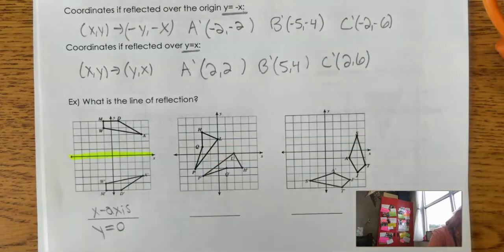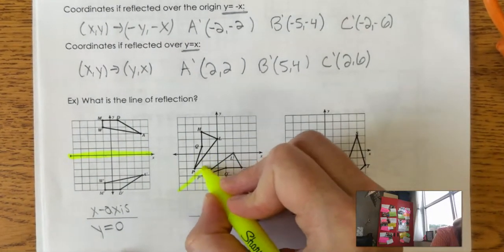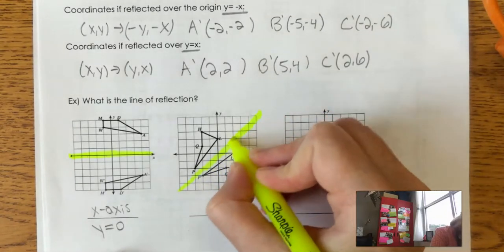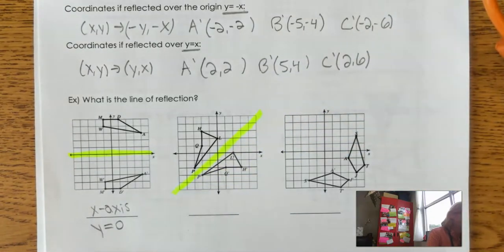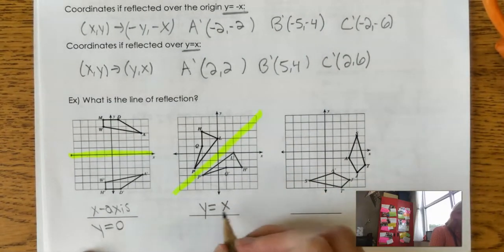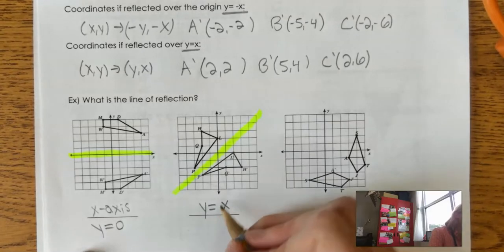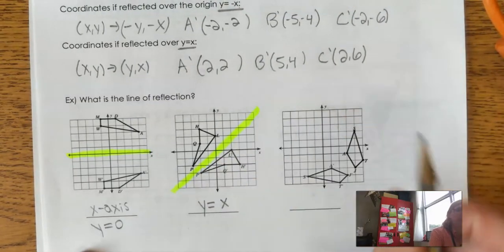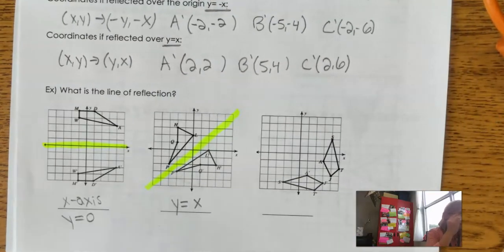Alright, this one you can tell it's being flipped over a diagonal line that's going up from left to right. A diagonal line will have both variables, y and x, and it will also be positive because it's going up from left to right. So y equals x is the equation of that line.